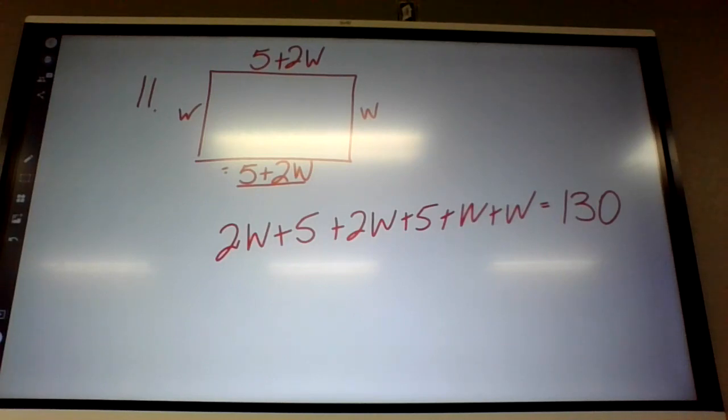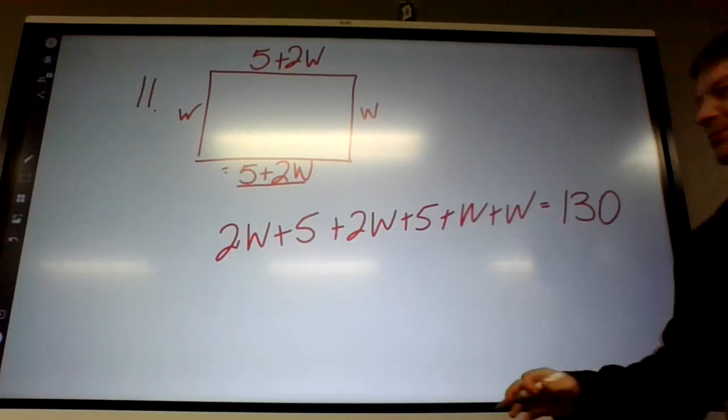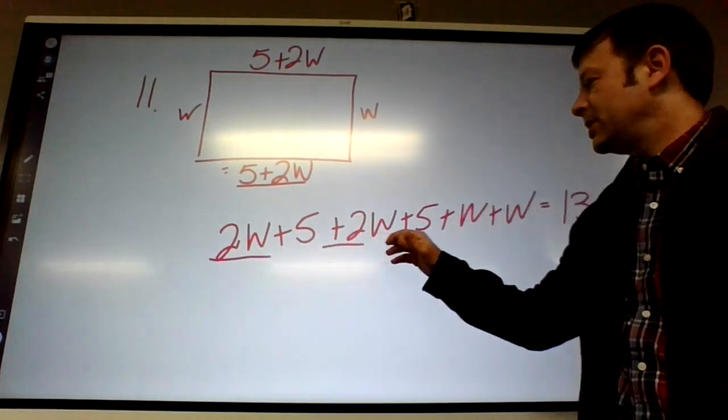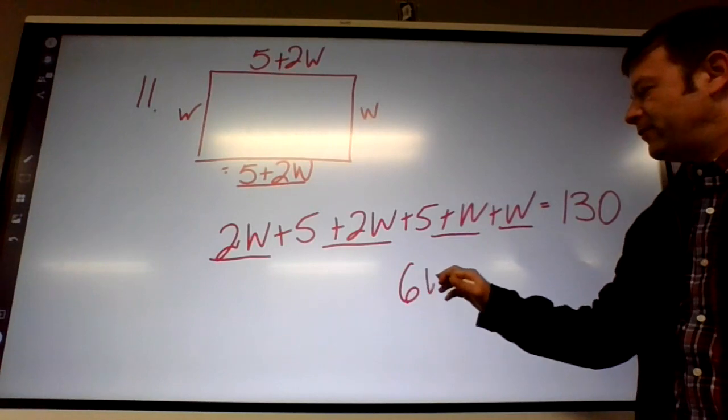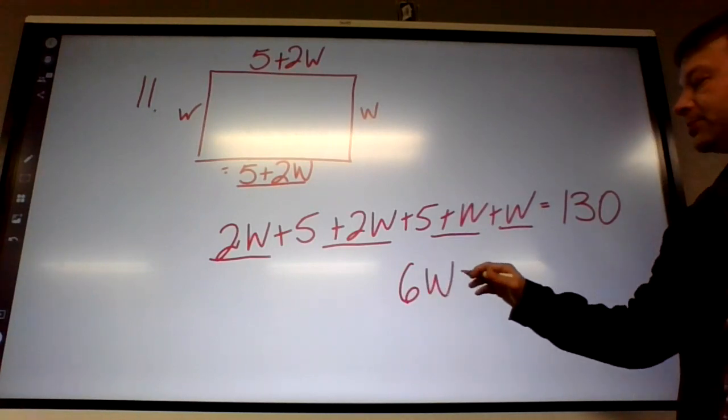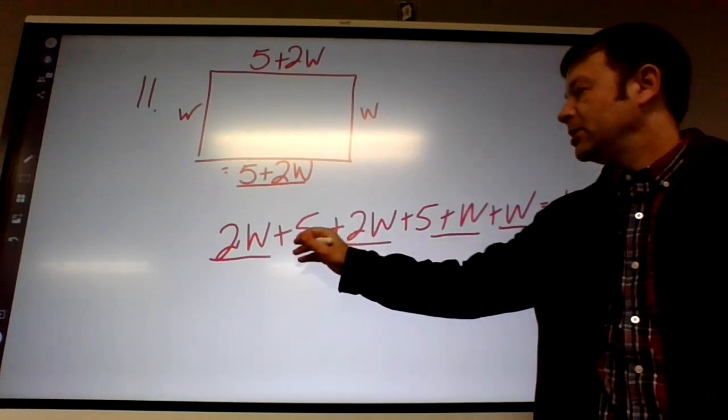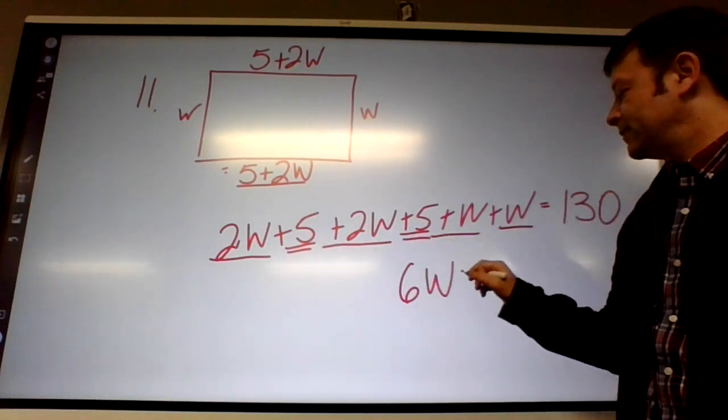Alright, now what? Add all the W's. How many W's do we have? 6. 4 terms, but we have 6 W's. So 6W plus 5 plus 5.